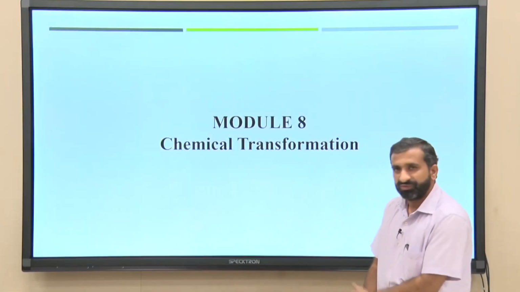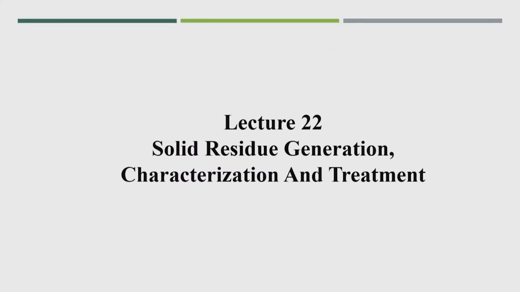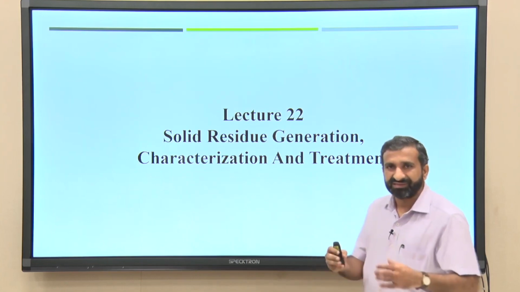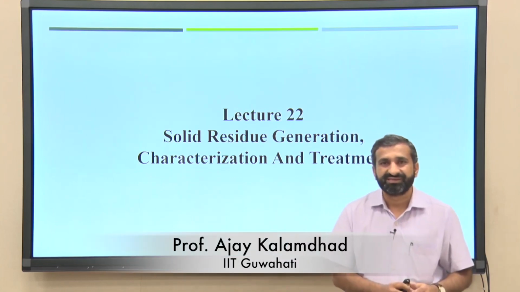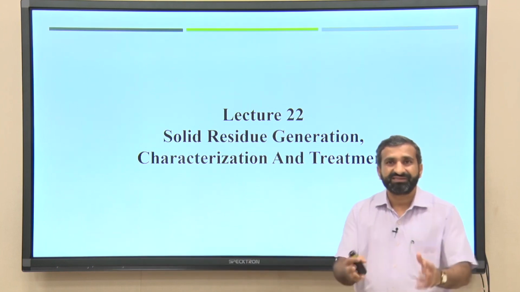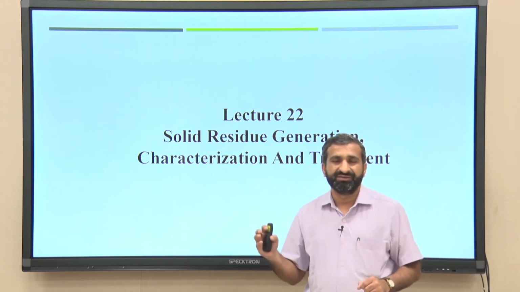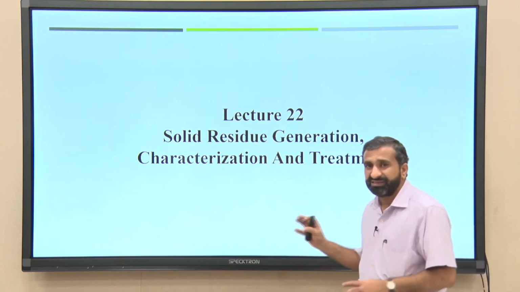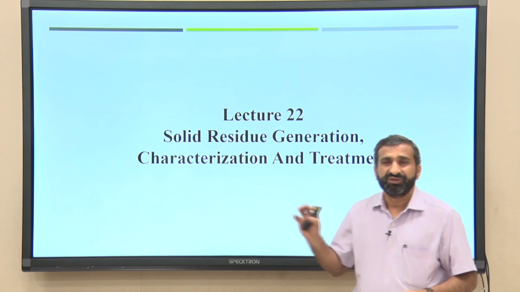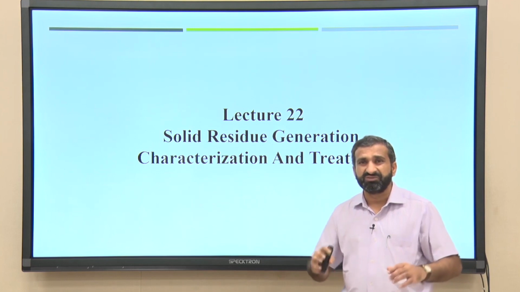So, hello students. We are at module 8, chemical transformation, in the same function element. Today we are going to talk about solid residue generation, characteristics and treatment. As I discussed in the previous classes, there are two major issues in the incineration process. One was the polluted flue gas, which needs to be treated properly before being released into the atmosphere, and another major environmental issue from an incineration plant is solid residue production, and that quantity is very large.